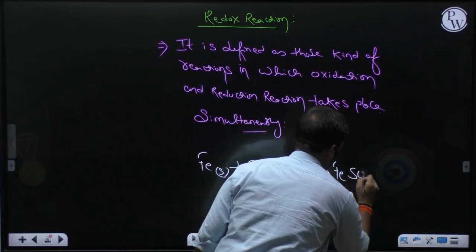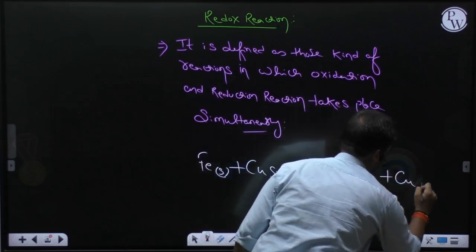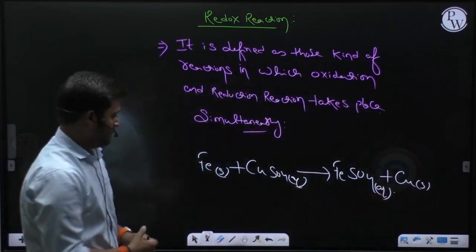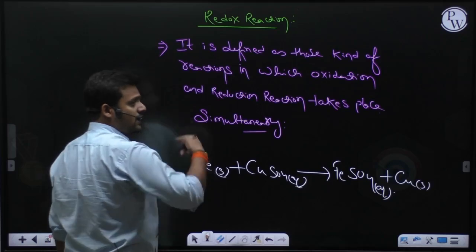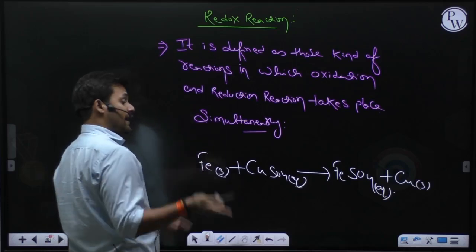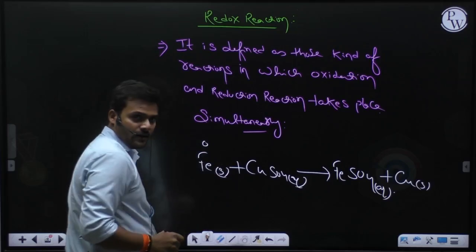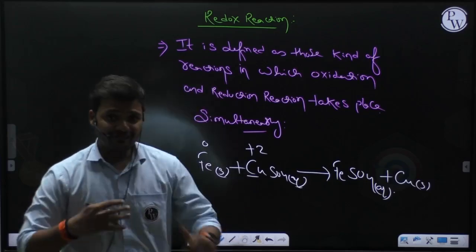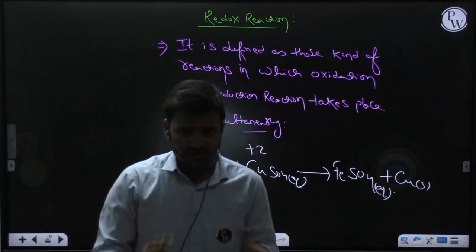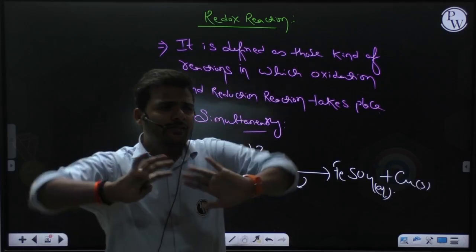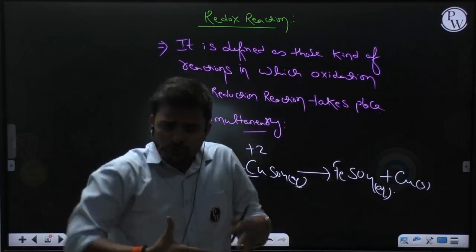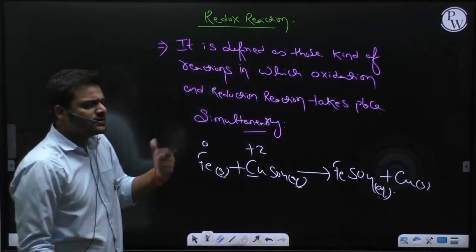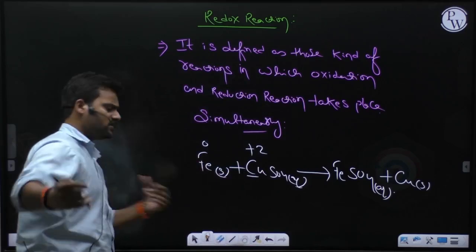Here it will be FeSO4 plus Cu solid, and it will be present in aqueous state. What you are seeing is that the oxidation state of an element present in its elemental state is 0, and here the oxidation state of copper is +2. We'll come to the topic of how to determine oxidation state. Just to give you the feel of oxidation state and redox reactions, I'm writing the reaction.